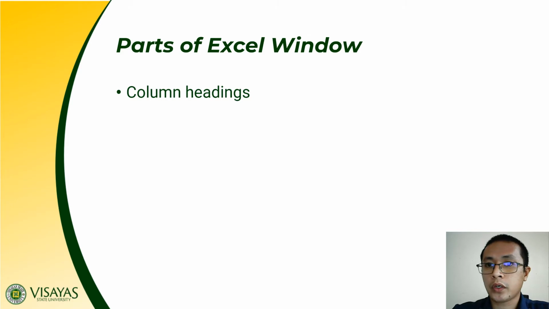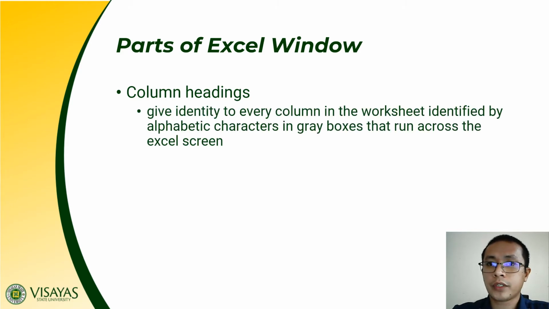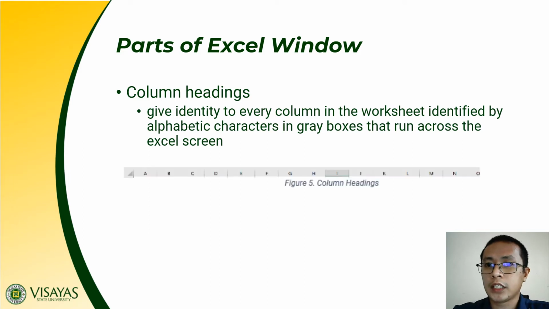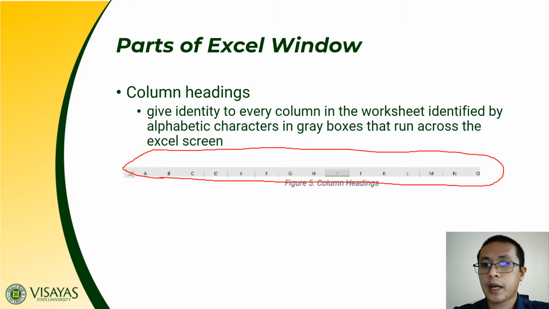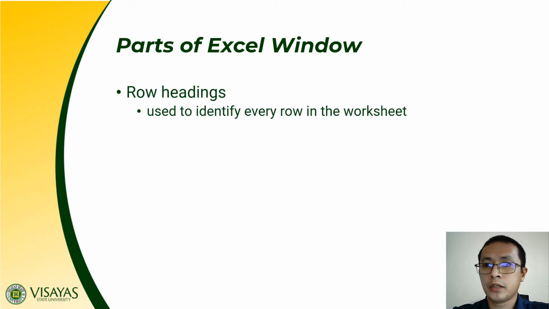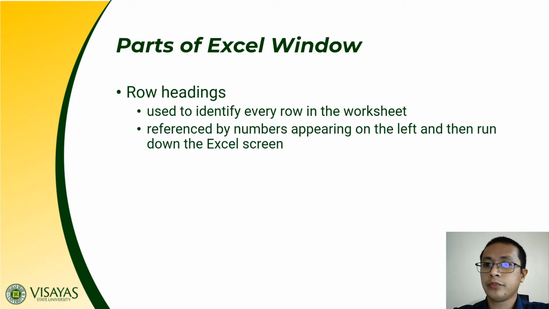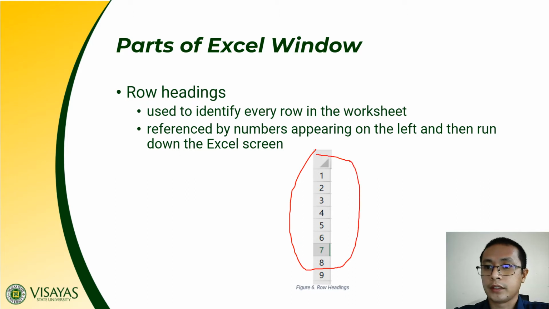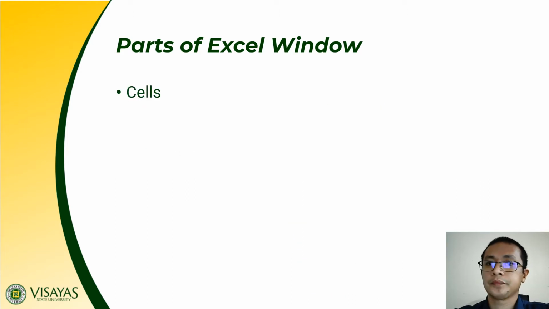Then we also have your column headings, which give identity to every column in our worksheet, which are identified by alphabetic characters. It gives identity to every column and they are referenced by letters. And then we also have our row headings, which again give identity to every row in our worksheet, and are referenced by numbers which run up and down your Excel screen. Okay, this is your row heading. They are referenced with numbers.